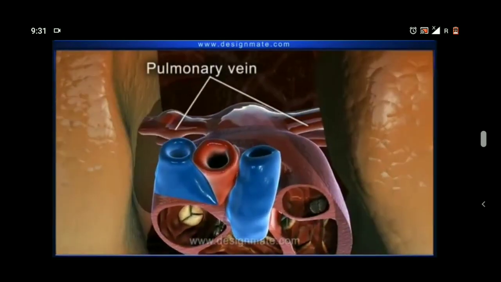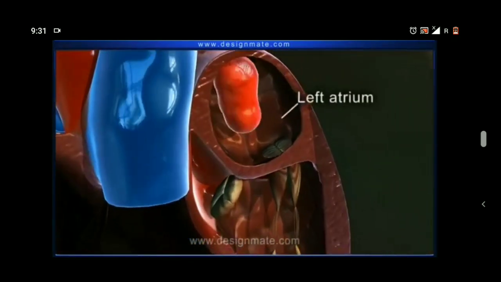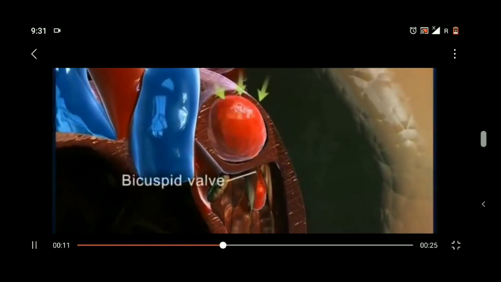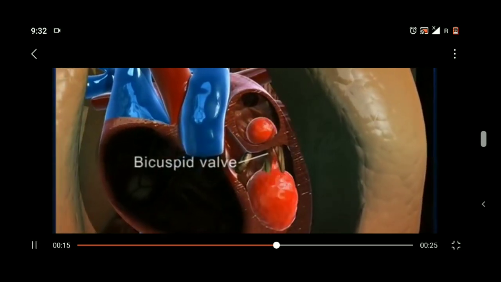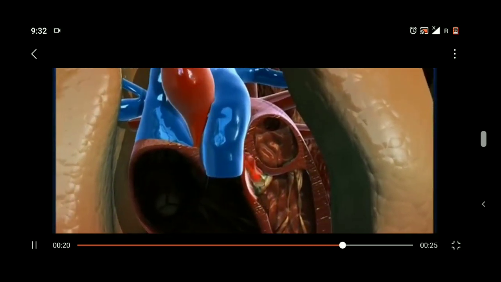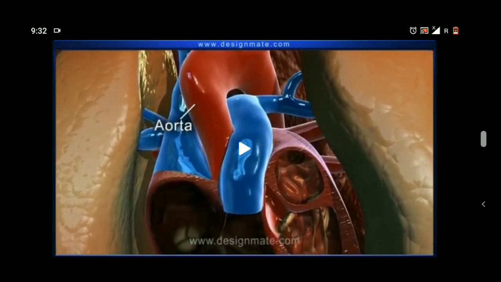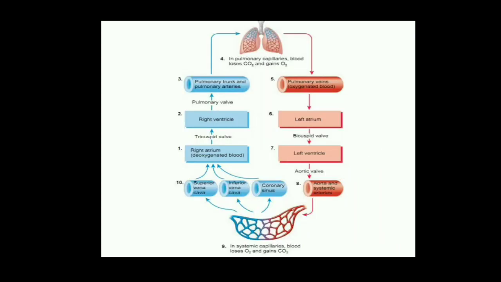This oxygenated blood further moves to the left ventricle, crossing the mitral valve or the bicuspid valve. Then this oxygenated blood is pushed by the left ventricle into the aorta by crossing the aortic valve. And finally, the aorta takes away the oxygenated blood and supplies it to the whole body using thin arteries. This way, the cycle repeats itself.